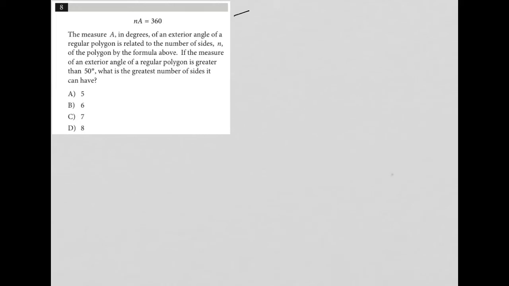So this is a translate word problem question. We're also provided with an equation, NA equals 360. Let's read the question and see what other information is provided and what we're actually asked to find.